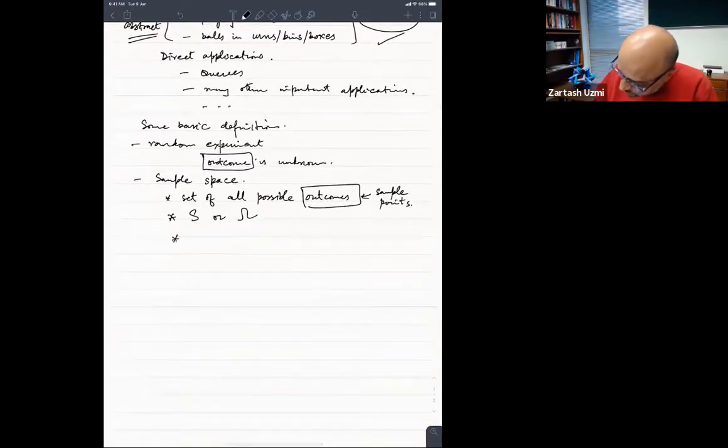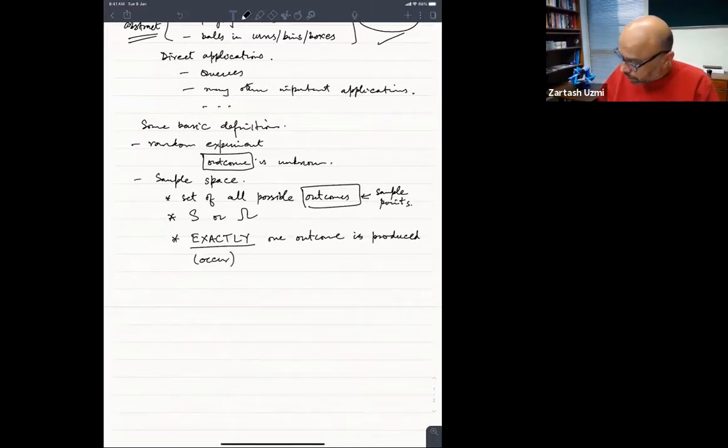Now very interesting to note that exactly when you perform the experiment, exactly one outcome is produced. और हम कहते हैं कि occur की है. So that outcome has occurred. One outcome occurs, one outcome is produced when you perform the experiment.